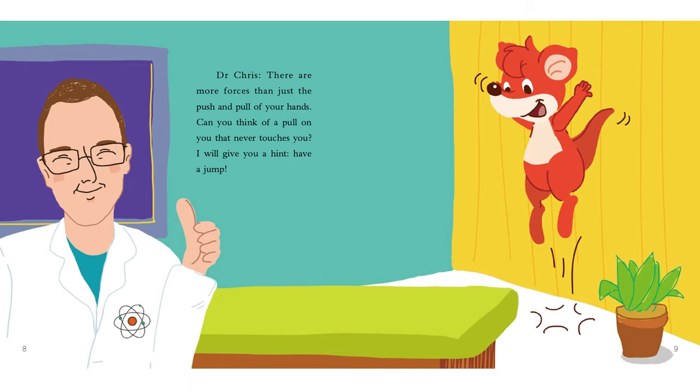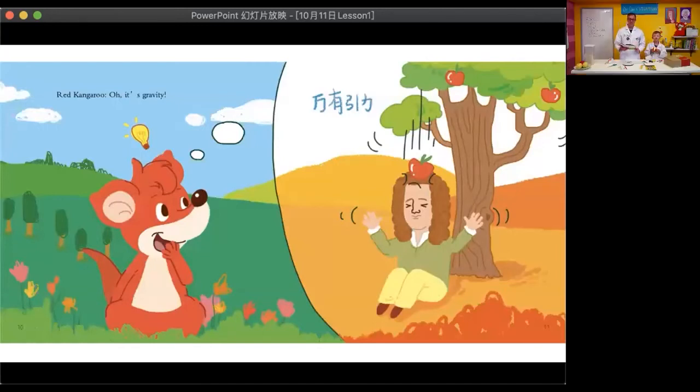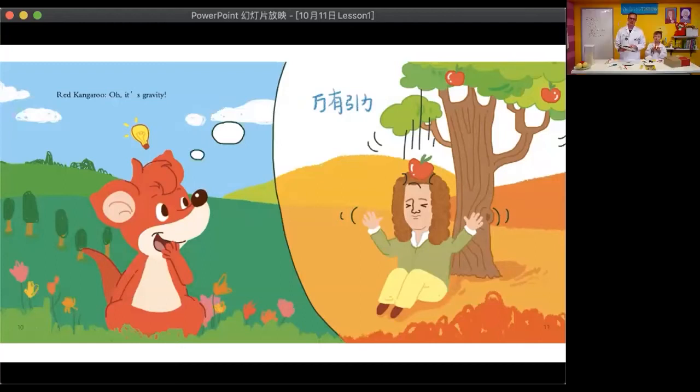Dr. Chris says, there are more forces than just the push or pull of your own hands. Can you think of a pull on you that never touches you? I'll give you a hint. You have to jump to feel it. Red Kangaroo knows it's gravity. And Isaac Newton knows too. The story goes, he had an apple fall on his head, and that's when he thought about his universal law of gravity. But that's not probably true. Well, we don't know. But I doubt very much that Newton let an apple hit his head.